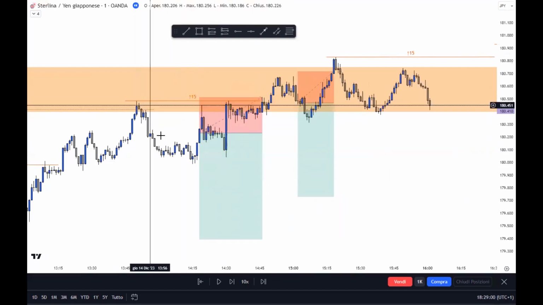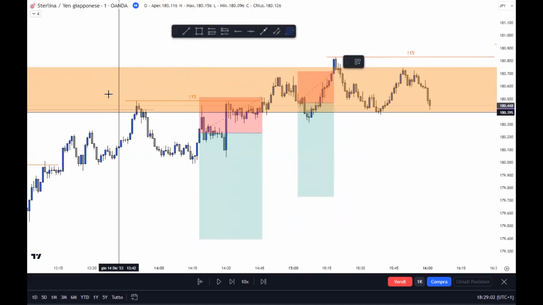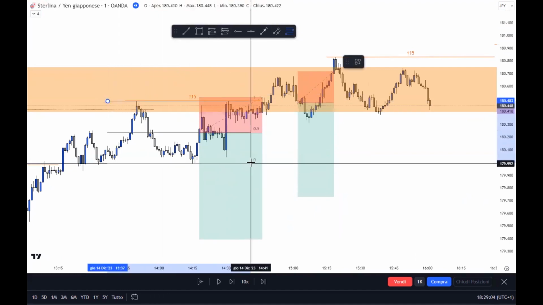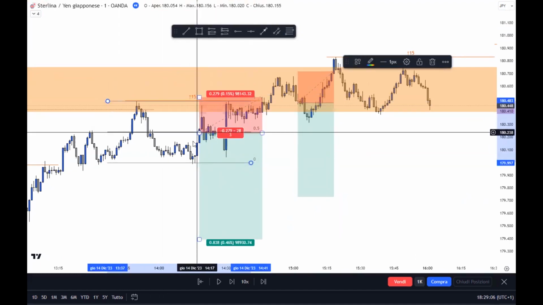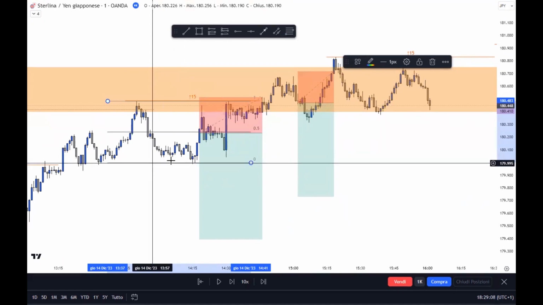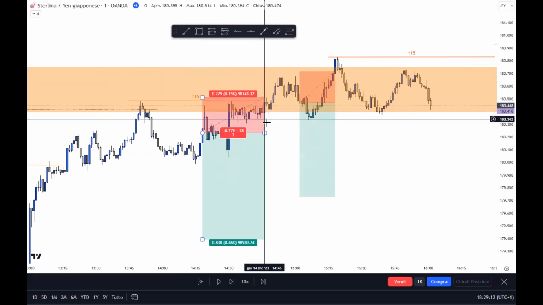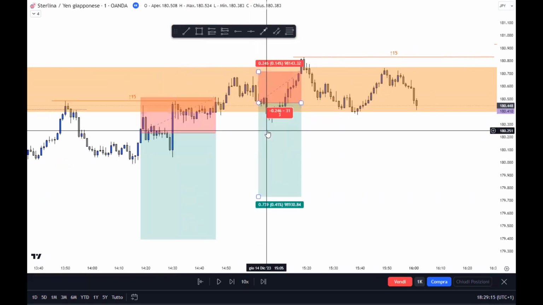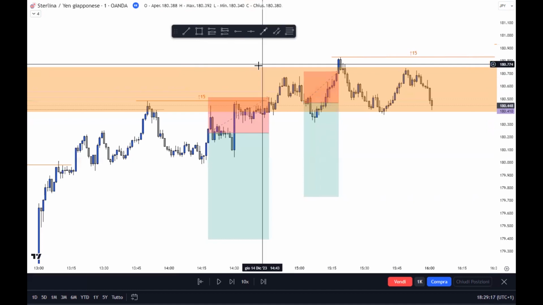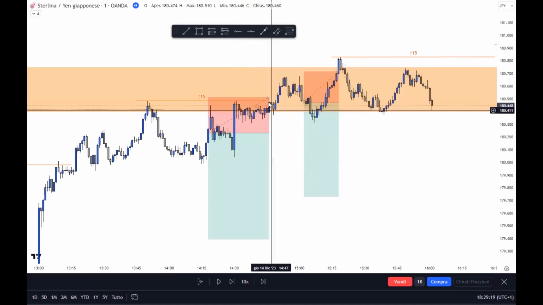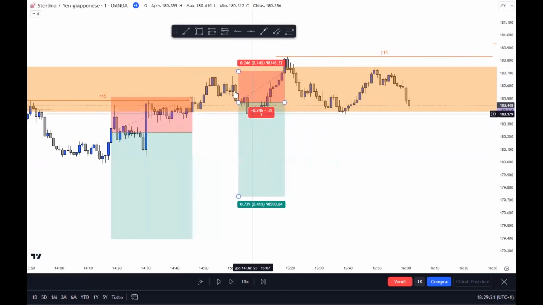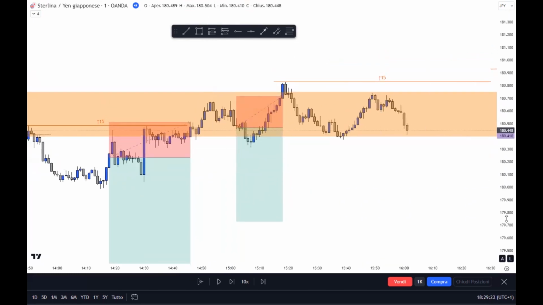So we plot our fib here, and then catch the 50%. At the 50%, we jump into the trade, and unfortunately, it hit the stop loss. So we have two opportunities in each order block zone, right? So the first one failed, and then we tried again.